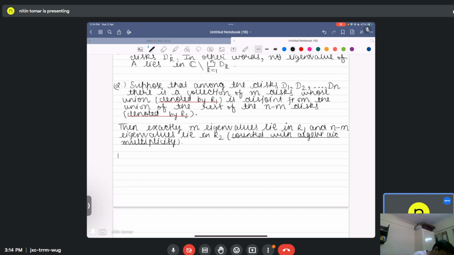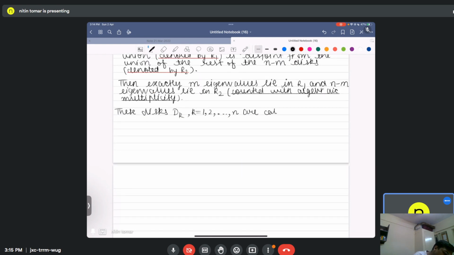So these disks Dk, k varying from 1 to n, are called the Gershgorin disks.